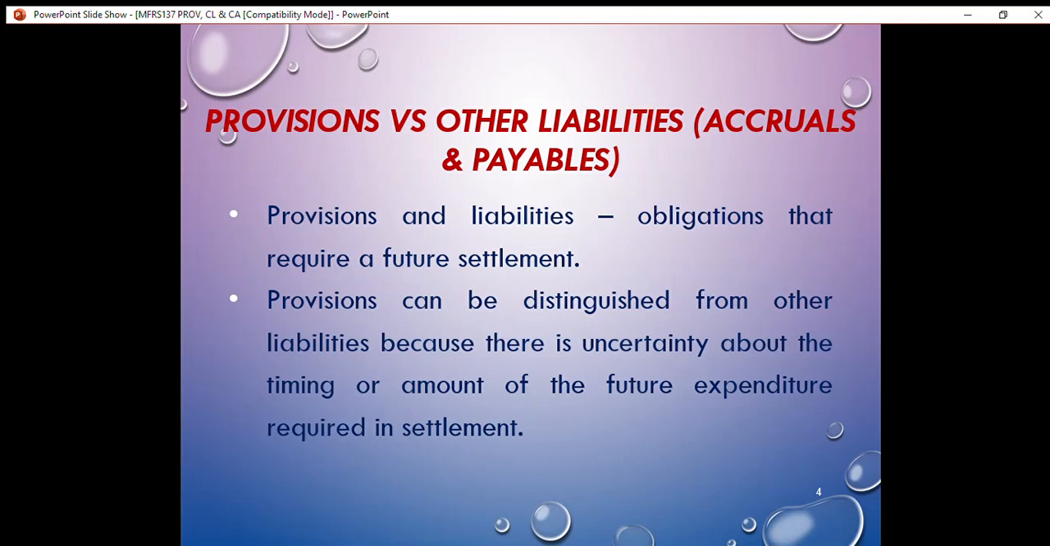However, for a provision, the timing for settlement and the amount to be paid by the company are uncertain. These will depend on future events, such as a court decision or a warranty claim by customers.